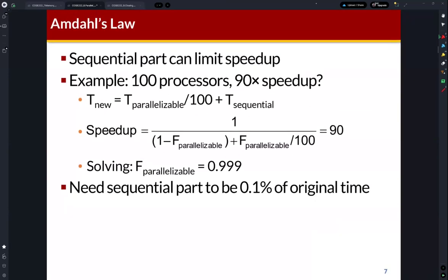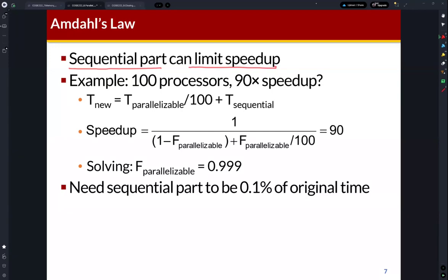Okay, so now let's learn about Amdahl's law. Amdahl's law explains the difficulties of scalability. It's a very important law in the computer architecture field. It's not difficult, but it's very intuitive and straightforward. Amdahl's law explains how the sequential part can limit the speedup of multi-core architectures.